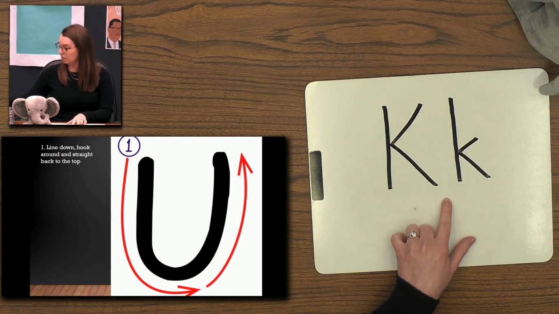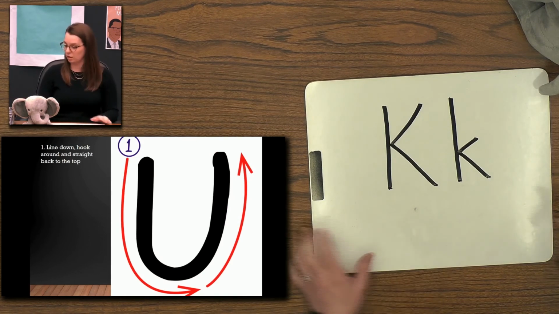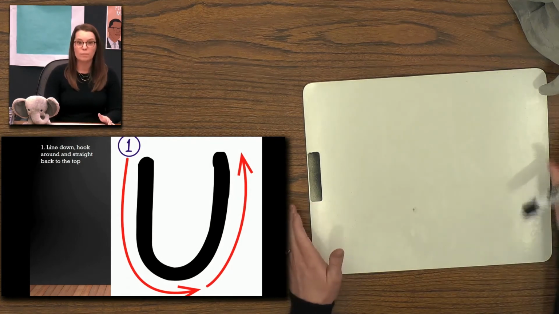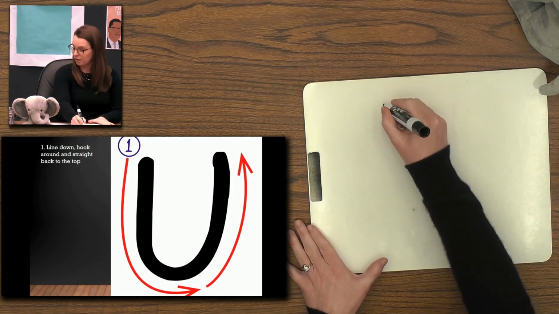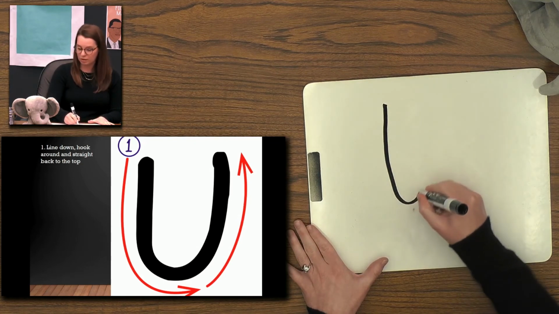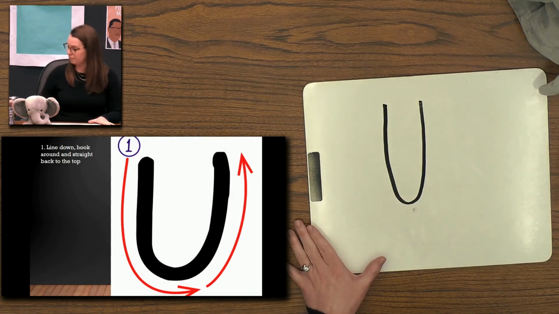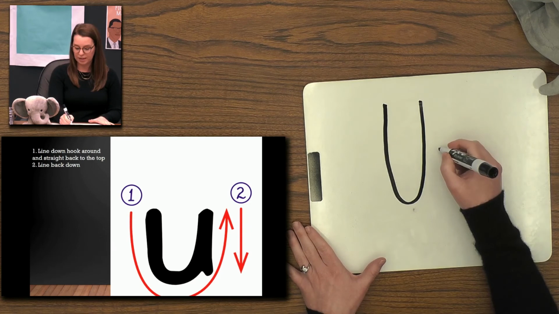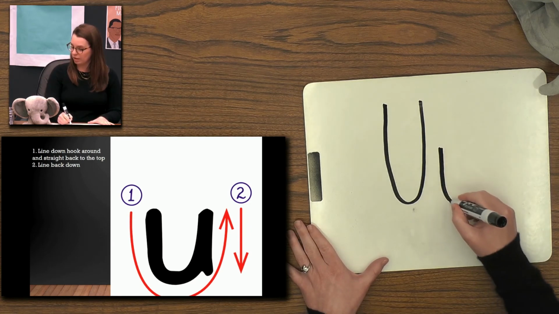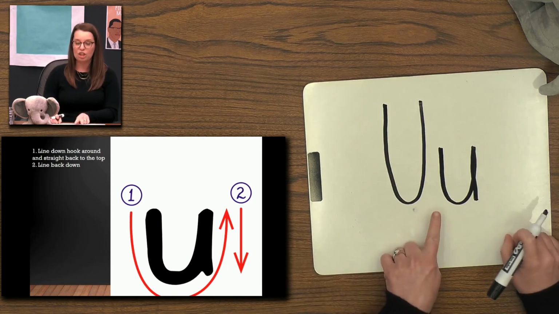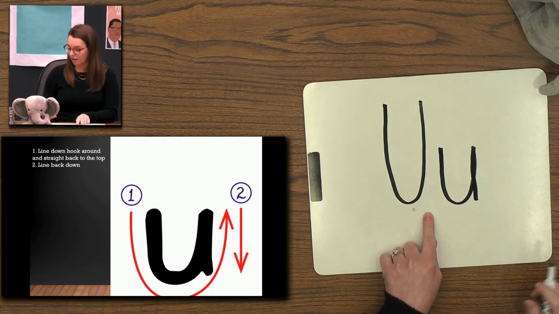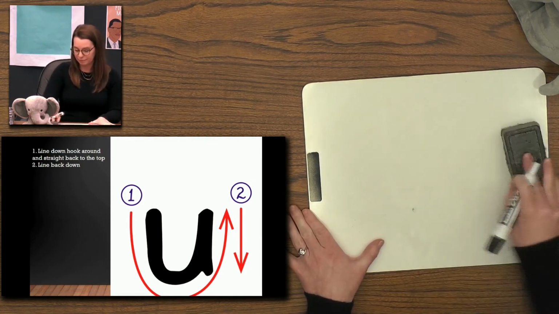Oh my goodness, I got going too fast here. Let's start here with U. Umbrella, U. Pens up, line down, hook around and straight back to the top. Lowercase u, pens out, line down, hook around, straight back to the top and a little line back down. U says good. Erase.